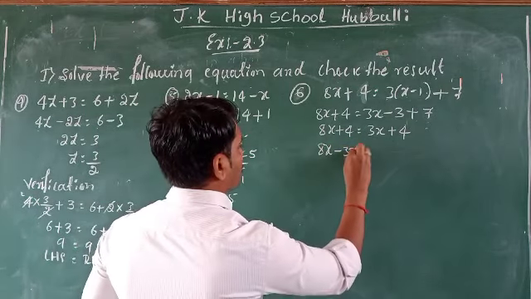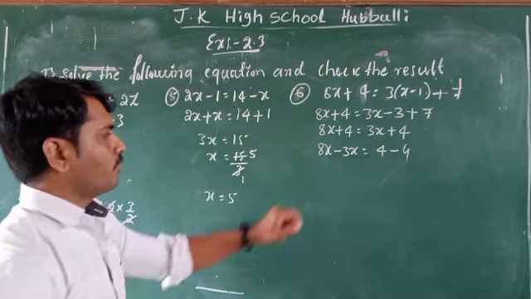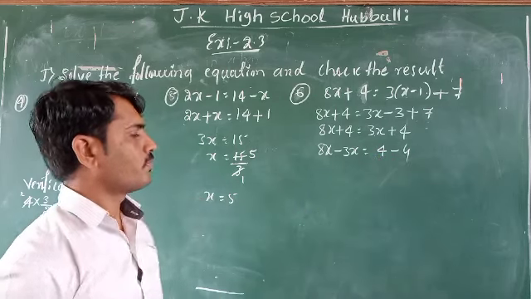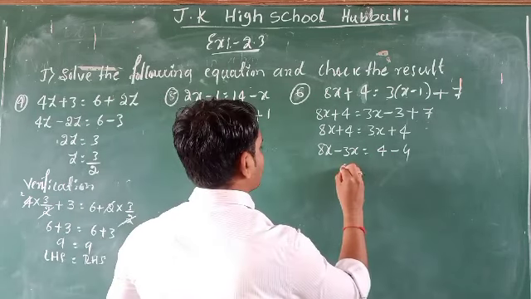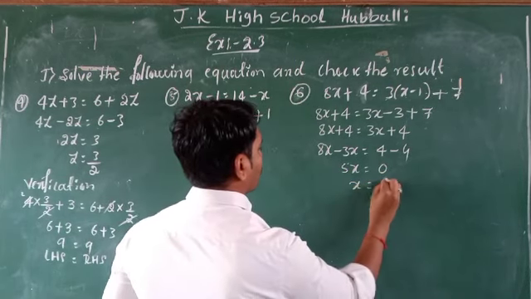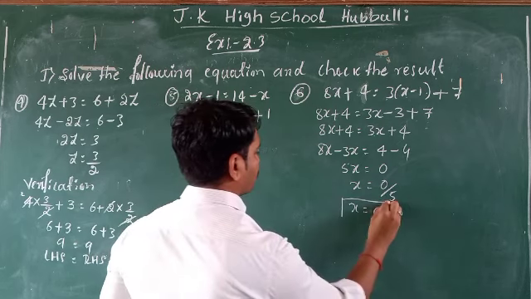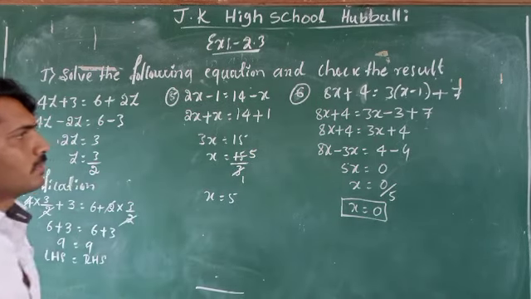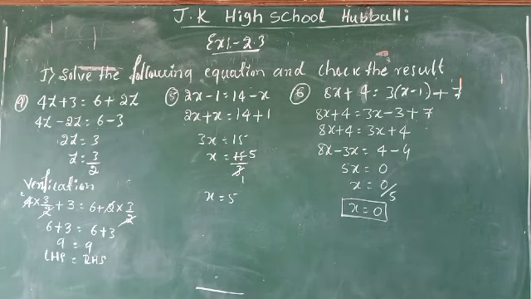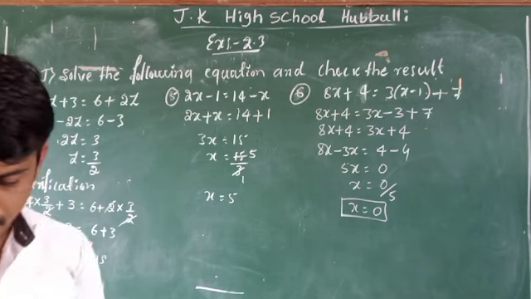8x minus 3x is equal to 4 minus 4. This 4 will go that side. It will become minus 4. Next term. 8x minus 3x is 4 minus 4, 0. x is equal to 0 by 5. x value is 0. Correct? So if you put the x value as 0, verification.